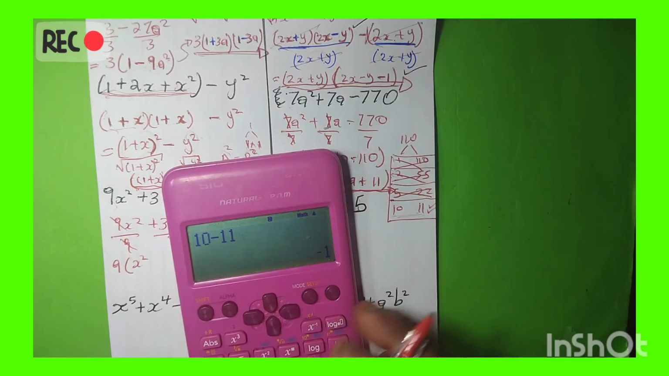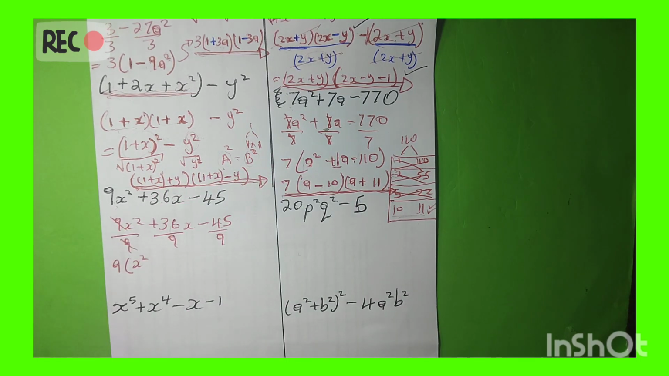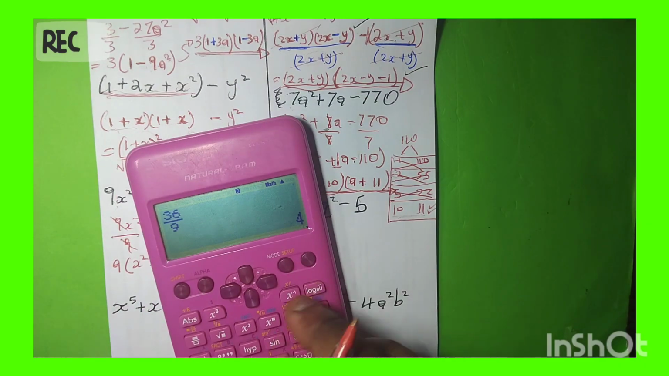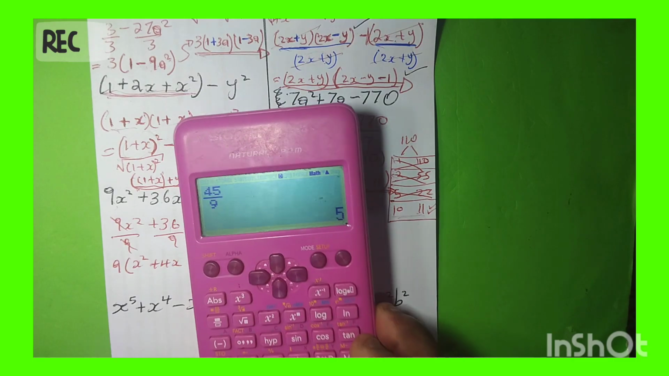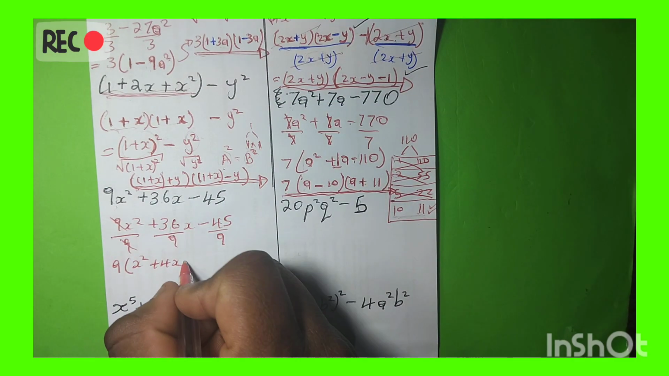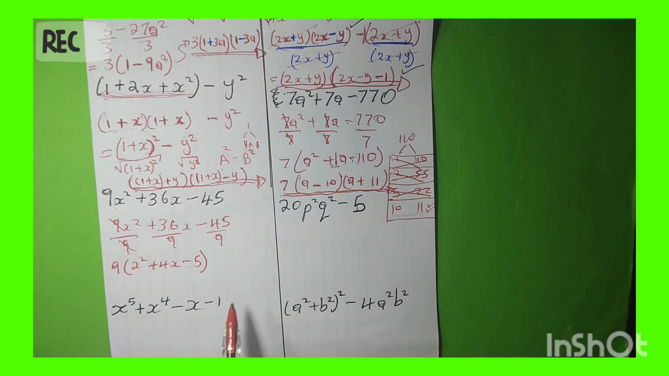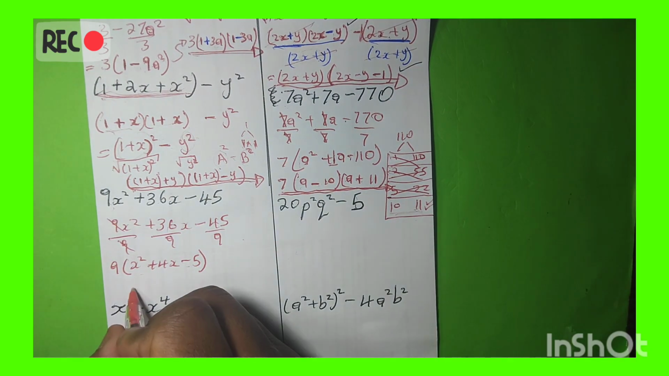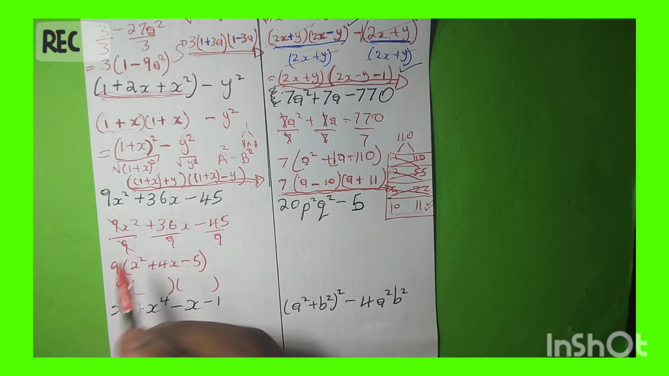But here you use your calculator. Say 36 divided by 9. This is what you'll get: 4. Meaning here you'll get plus 4x. Then what about 45 divided by 9? Here you'll get 5, which is minus 5. So inside the bracket you are still able to factorize. This is what you will do: you'll just say open, close, open, close. Here it's 9, and we've got x squared.